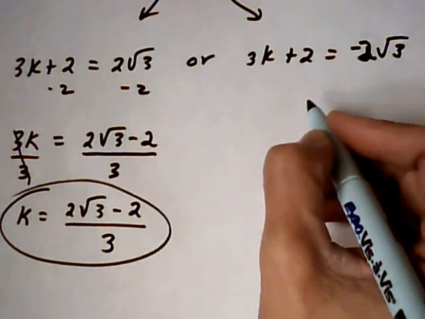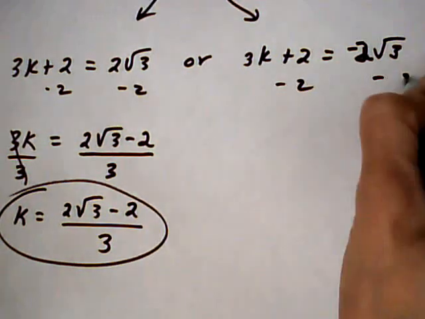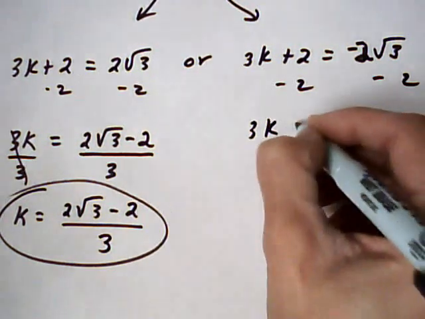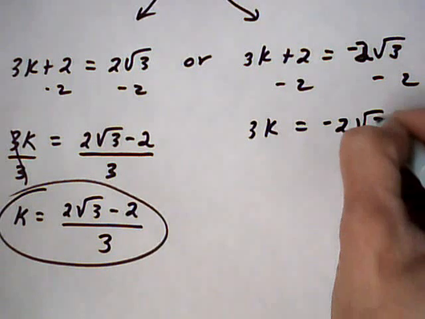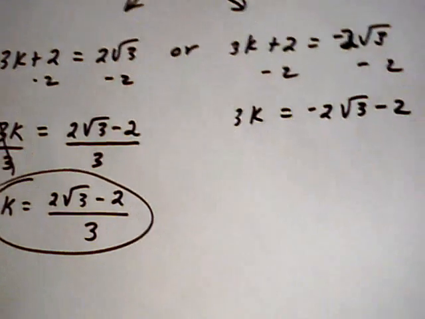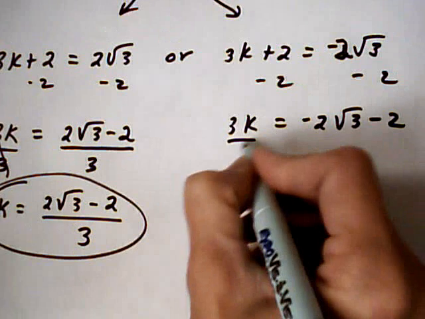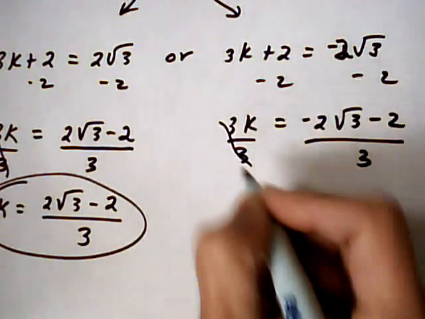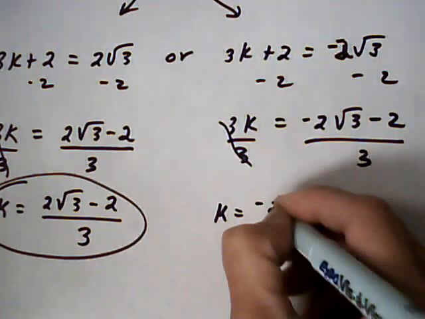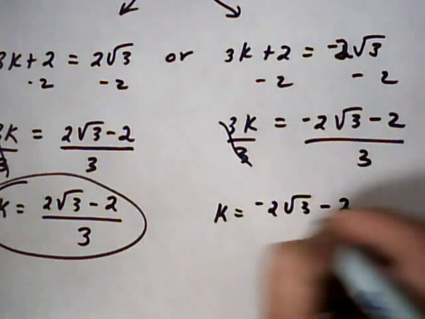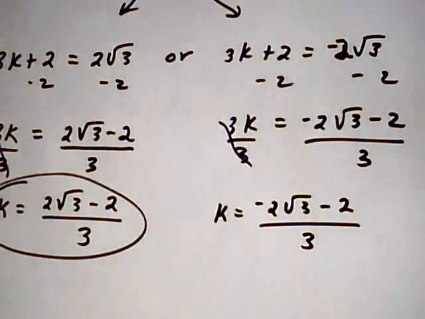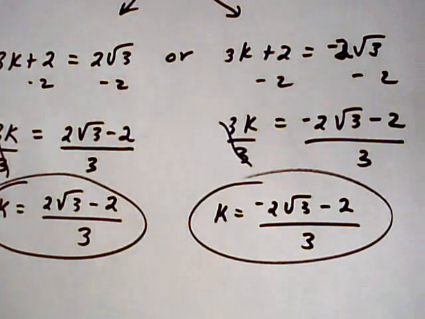Or, and now we solve out the other one. Take away 2, take away 2. 3k equals minus 2 root 3, take away 2. Dividing off the 3, k equals minus 2 root 3 minus 2, all over 3. That would be our other answer.